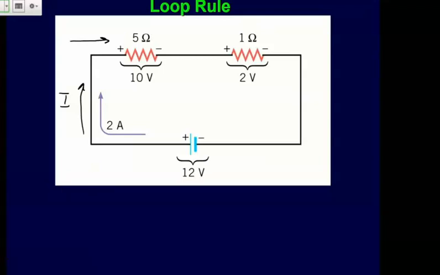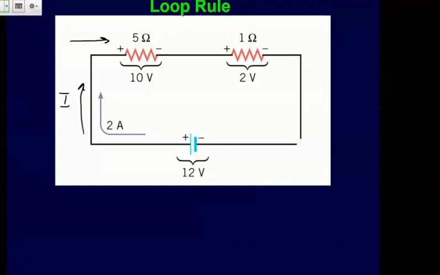Okay? And so this would be the first step. The first step is picking my current, writing those positive and negative signs, and then I do my loop. And just to be funny, let's start my loop over here. So I'll start my loop there, and I'll go counterclockwise, just to kind of throw everything off. Okay, so I'll go this way.